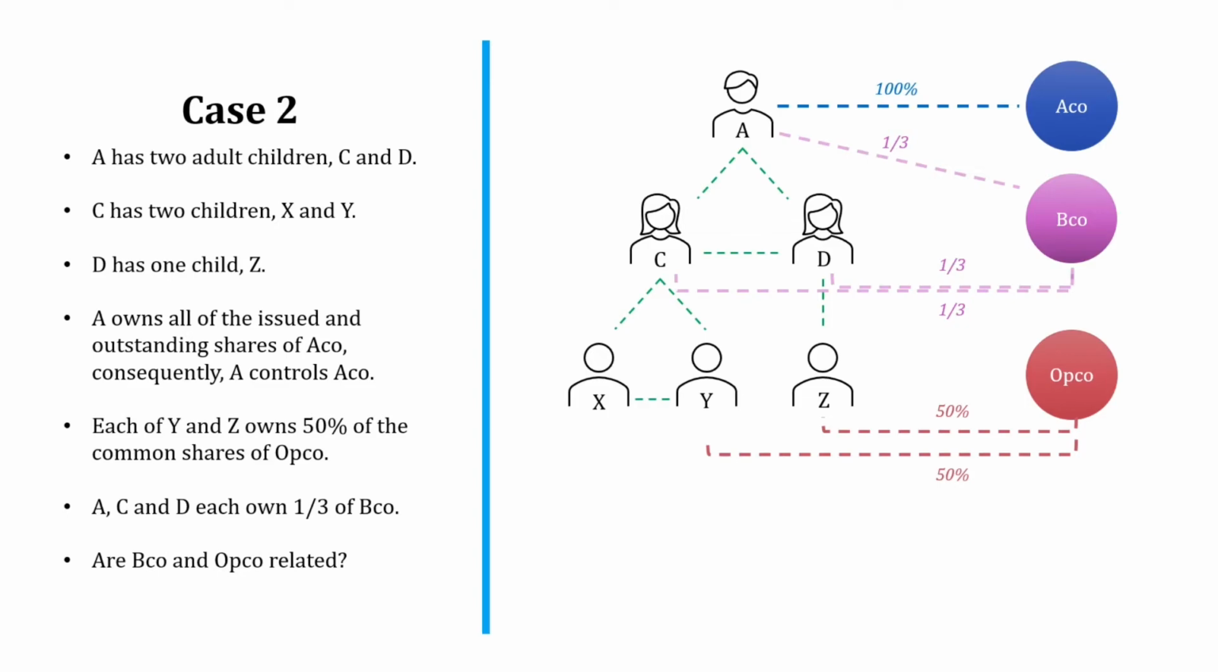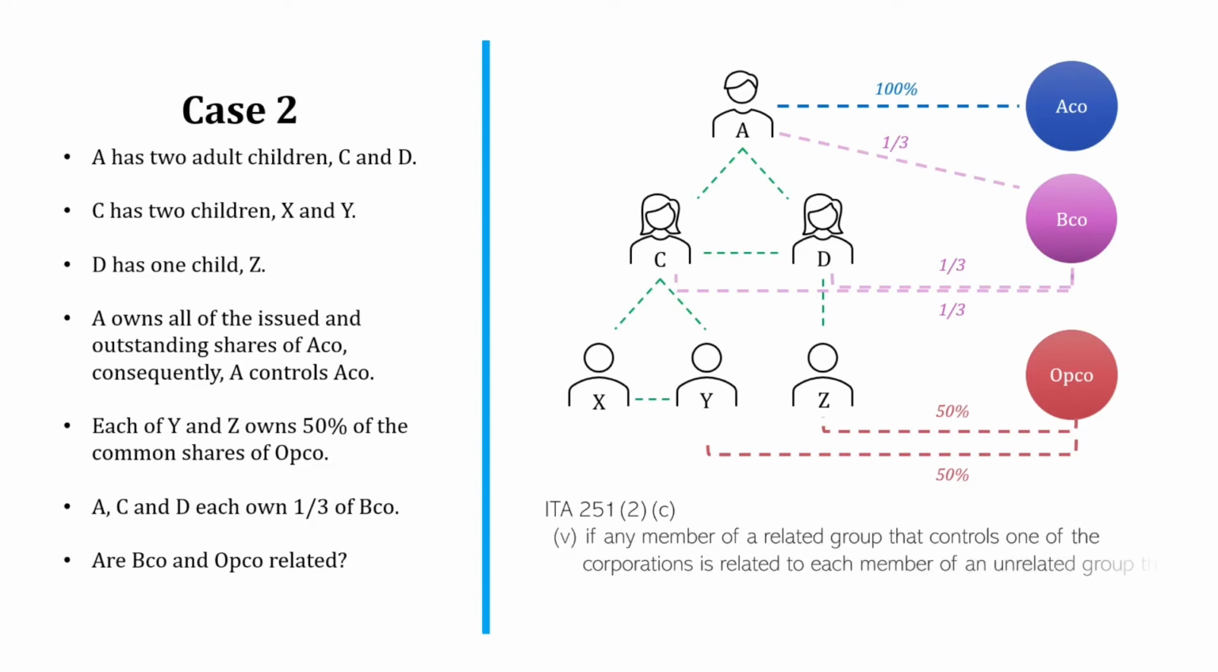And once again, I'd like you to go to ITA 251, subsection 2, paragraph C. Read through the 6 subparagraphs there and see if any of them can help answer if BCO, the company here, and OPCO are related. Pause the video and give it a go. If you're back, hopefully you identified subparagraph 5. If any member of a related group that controls one of the corporations is related to each member of an unrelated group that controls the other corporation.